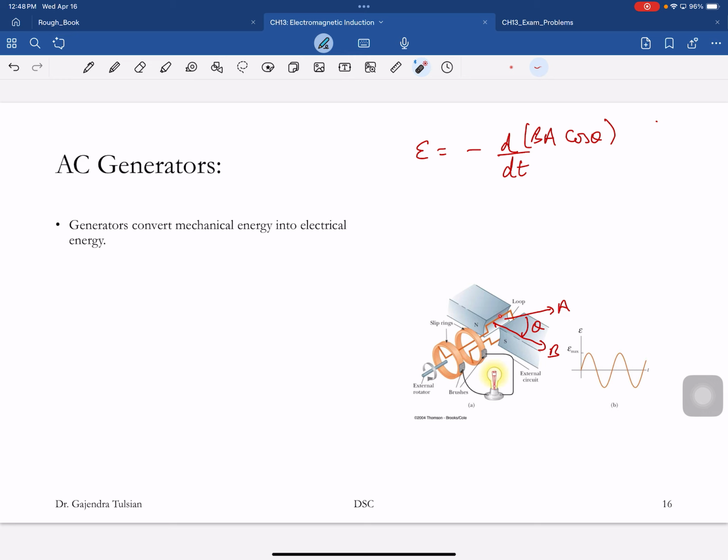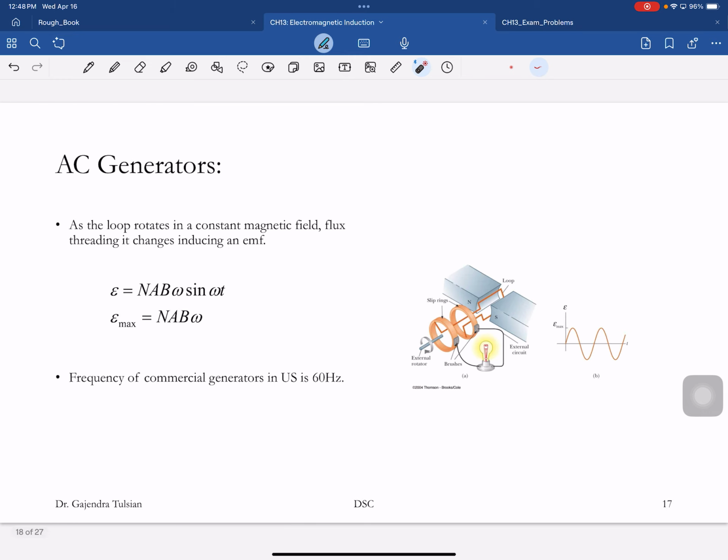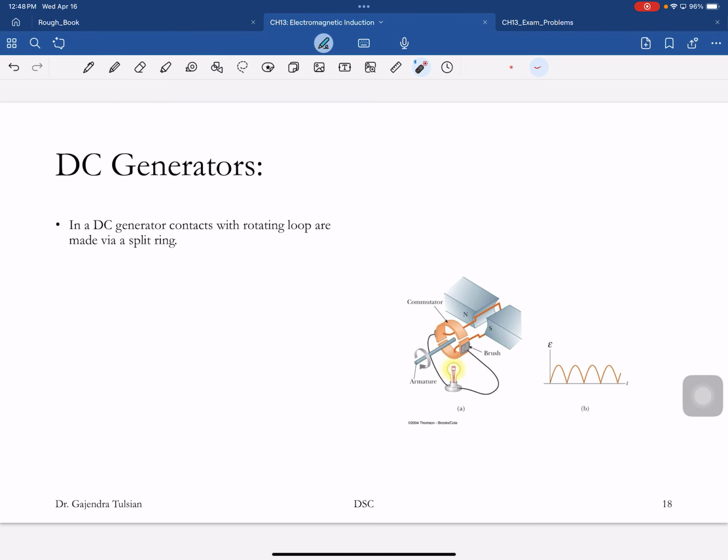Again, if this coil is hooked up to the outside world like so, you get an AC voltage. And if the wire is hooked up like this, you get a DC voltage. Okay, and then of course you can smooth this out.